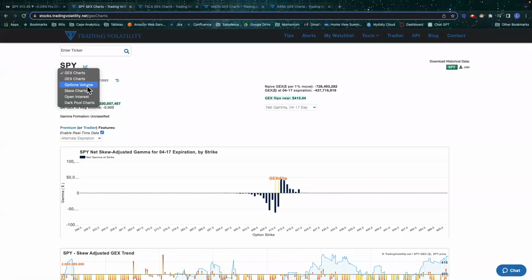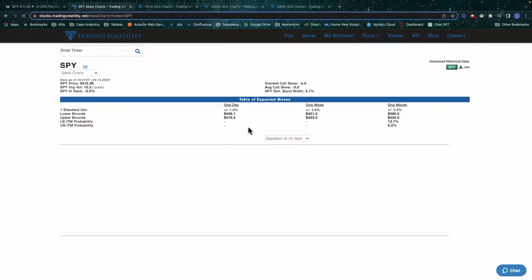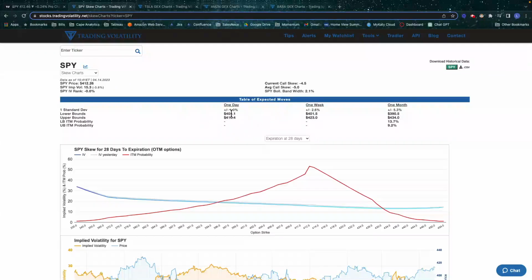Let's take a look at the skew chart. It's something else we'd like to pay attention to. As you can see right now, our lower bound for the day is about 408 and our upper bound is about 416. This is something really to pay attention to, guys.